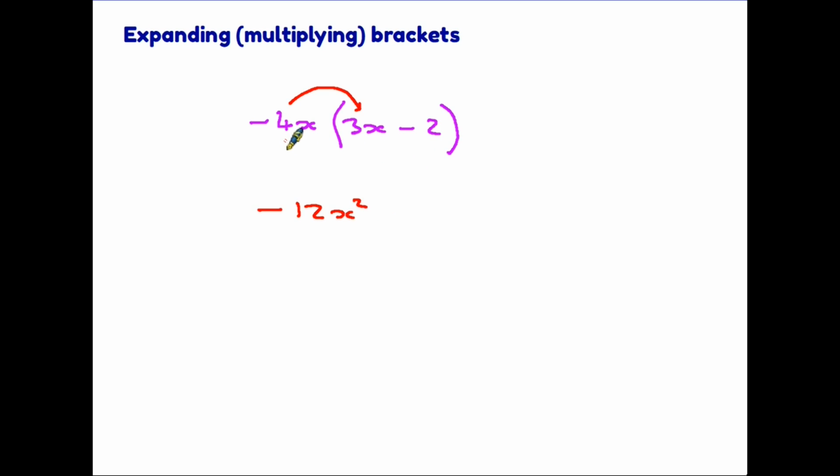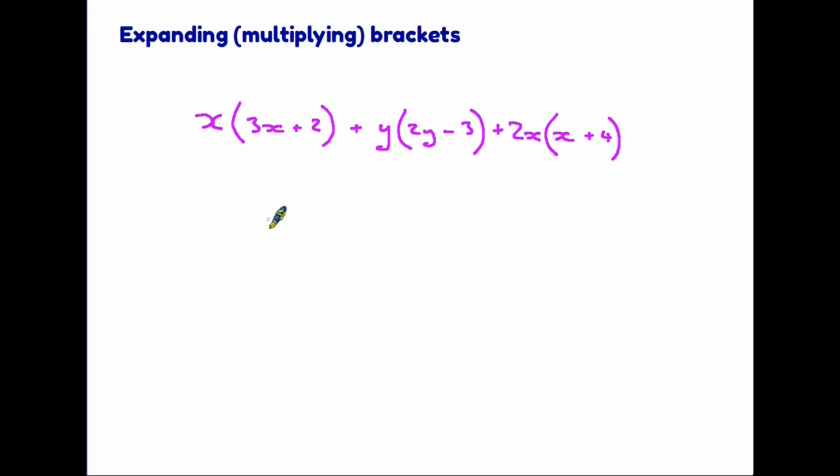Secondly, we are going to multiply the outside term by the 2. Now in this case, we have a minus here and a minus on the inside. 2 minuses multiplied together make a plus. 2 times 4 is 8. Therefore, we have 8x.